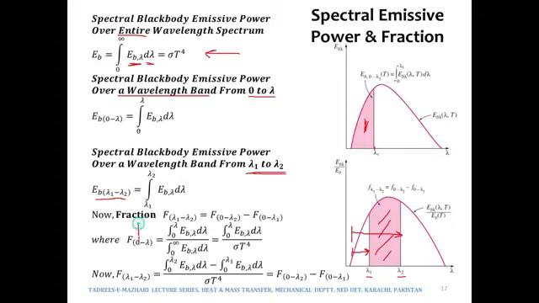Now this fraction may be written in this form. It is the integral of spectral emissive power from 0 to lambda 2 minus the integral of emissive power from 0 to lambda 1, meaning 0 to lambda 2 minus 0 to lambda 1 over the total. So this thing over sigma T4 will be f0 to lambda 2, the fraction 0 to lambda 2, and this thing over sigma T4 would be fraction 0 to lambda 1. So that is the same thing that we have just discussed at this step.